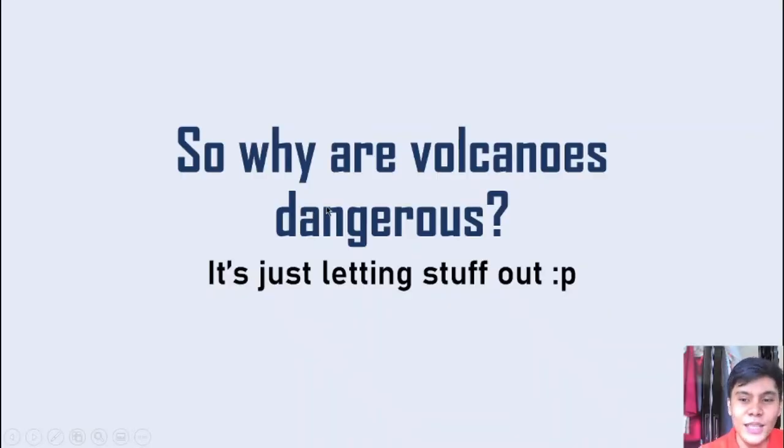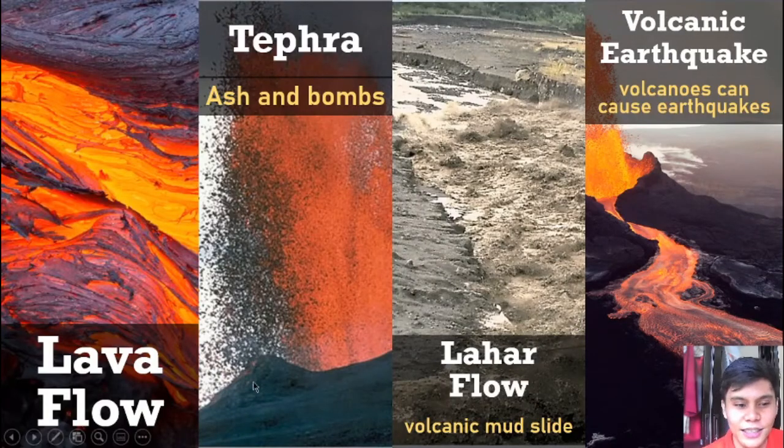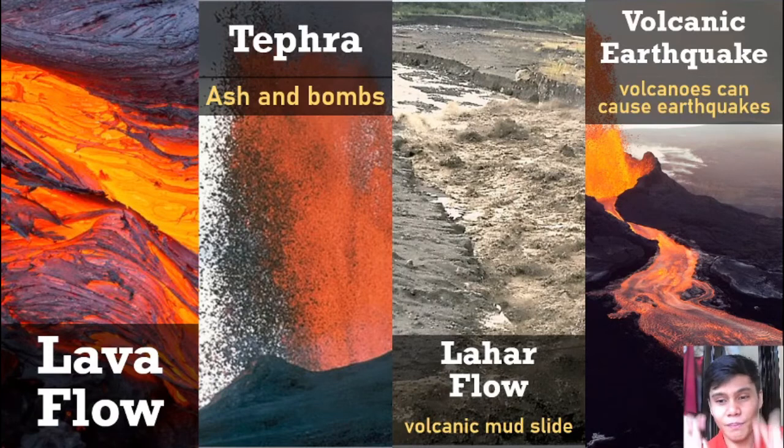Alright? So why are they dangerous? Aside from, they're just letting stuff out. You know, how is that a bad thing? So aside from letting stuff out, the lava flow, there's also, of course, other hazards, just like in earthquakes. Tephra is the volcanic material, so that's both ash and the volcanic bombs. The ash or the tephra is basically what causes ashfall. You know, it changes climates, it pollutes things. Volcanic bombs, on the other hand, are large pieces of volcanic rock with molten lava inside of them.